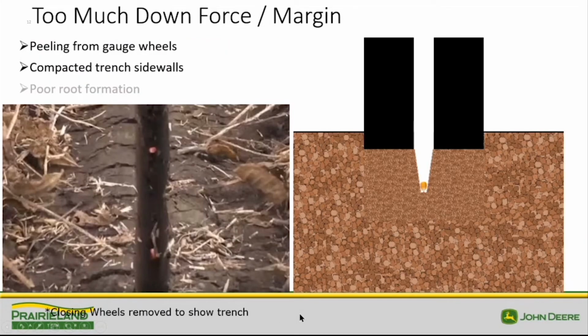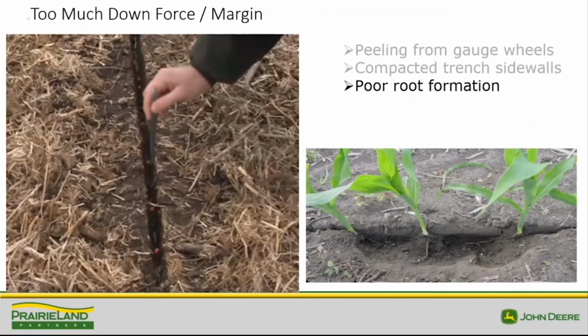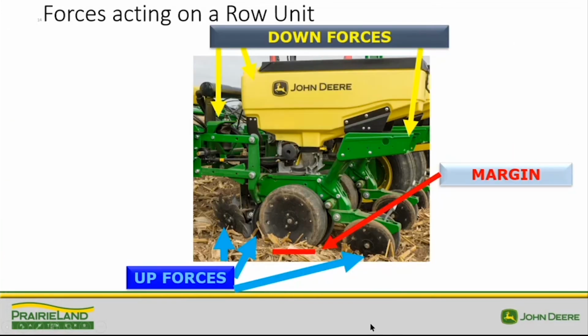Of course, it's possible to have too much downforce and therefore too much margin. This is what that looks like in the left-hand picture. You've got compacted trench sidewalls. You have gauge wheels that have dirt that has to be peeled away from them. And what happens in a too much downforce and margin situation is the roots actually kind of get compacted. And so you have poor root formation because this soil is so dense, the young roots don't have much of a chance to get started.